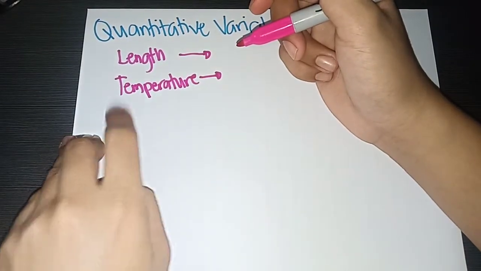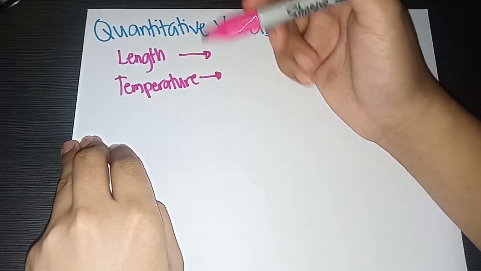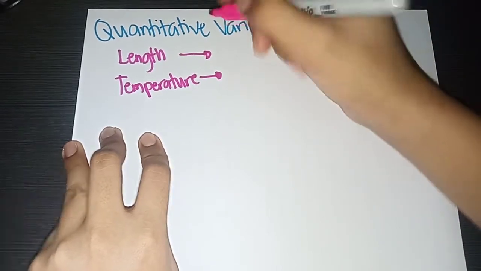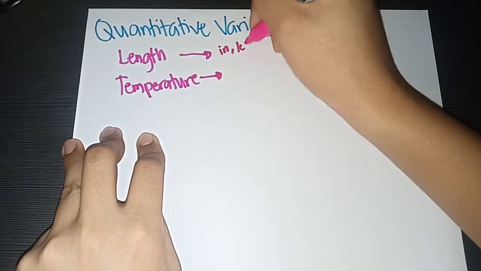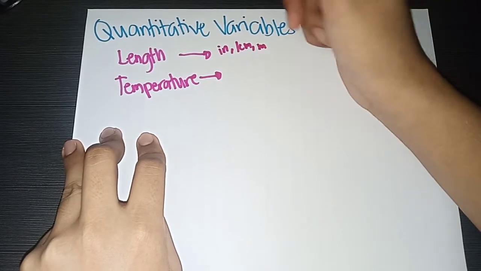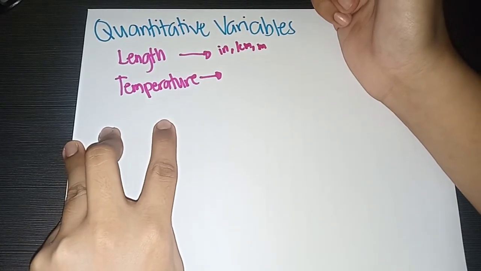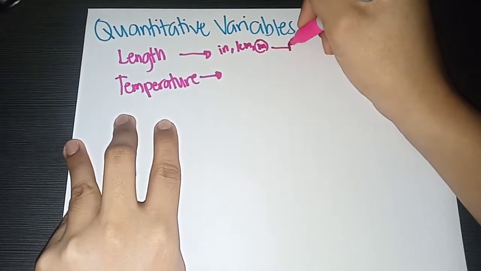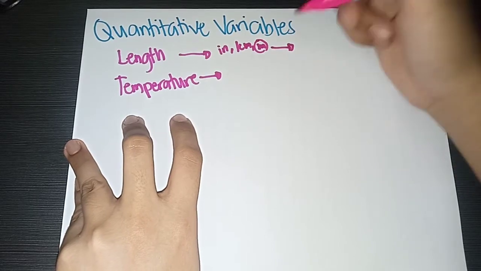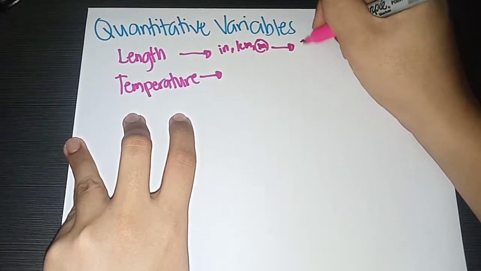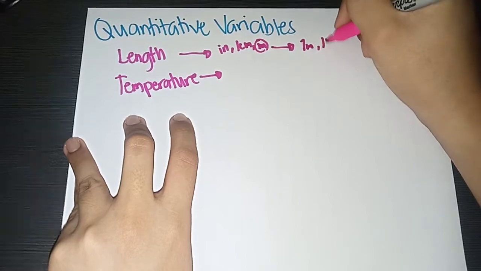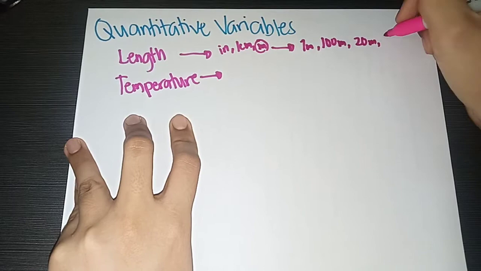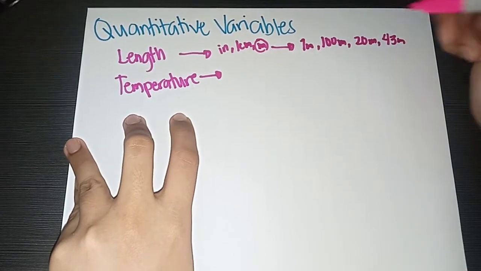In length, the possible values can be expressed in different metric systems. It can be in the form of inches, kilometers, meters, etc. Let's say we use the unit meter. So, we can infer that a certain length can be 1 meter, 100 meters, let's say 20 meters, or 43 meters, and so on and so forth.